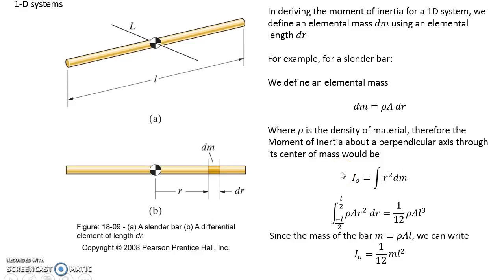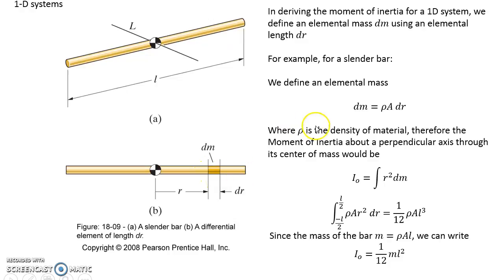So let's look at how we could arrive at the moment of inertia for a slender 1D body. In deriving this 1D system, what we're going to do is define an elemental mass dm right here, with an elemental length dr. Okay, so elemental mass dm with a small length dr.